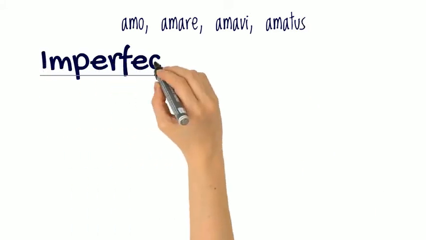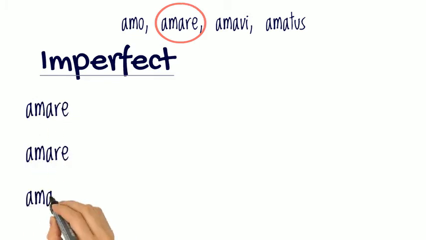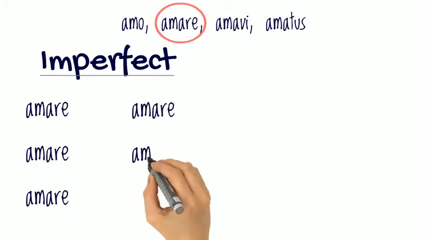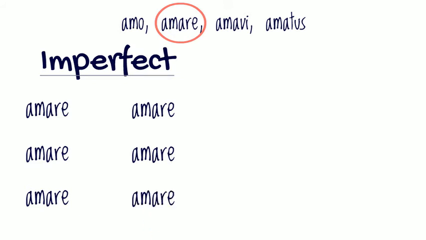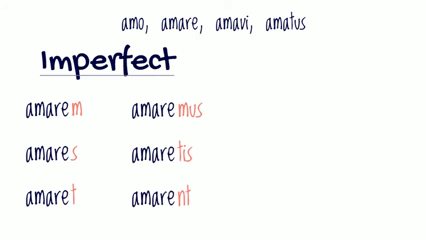For the imperfect, we're going to use the second principal part, or infinitive. And we're going to use it exactly as it is, without changing it. All we're going to do is add these endings: m, s, t, mus, tis, nt.